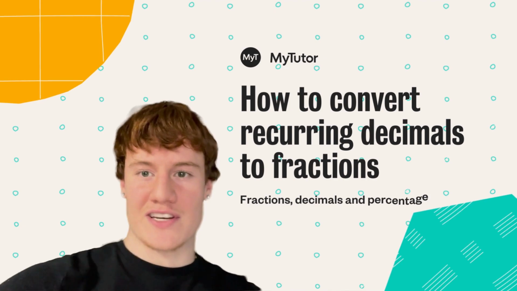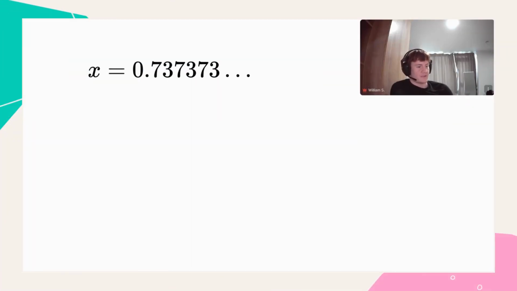how to convert a recurring decimal into a fraction. So the trick with this type of conversion is to actually identify the repeating segment. And in this case, we identify this 73 here, and we see that this keeps repeating in our decimal.